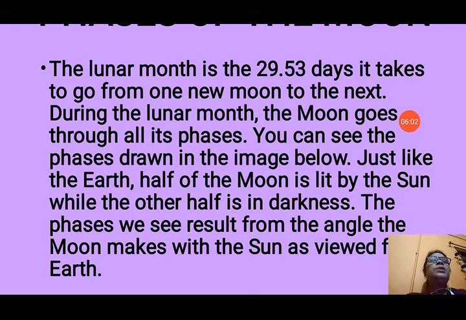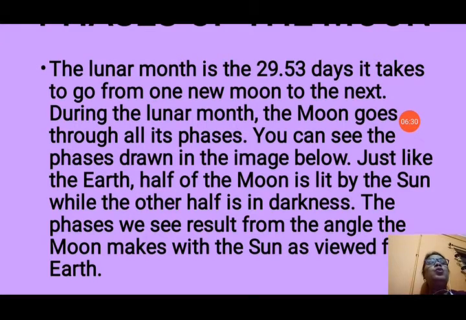During the lunar month, the moon goes through all its phases. You can see the phases drawn in the images below. Just like the earth, half of the moon is lit by the sun, because we also see day and night on earth. The half of the earth that is towards the sun gets the light and half doesn't get. So there is day and night.